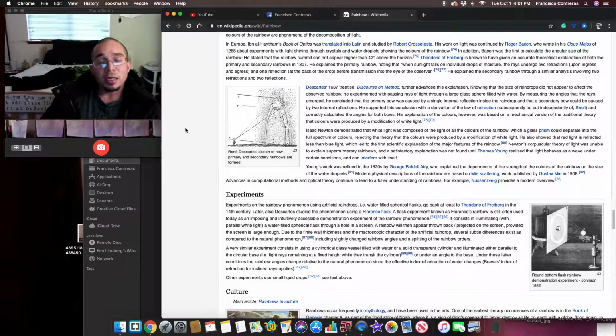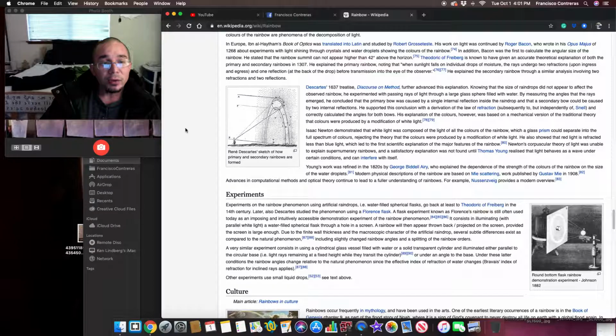Descartes' 1637 treatise Discourse on Method further advanced this explanation, knowing that the size of raindrops did not appear to affect the observed rainbow. He experimented with passing rays of light through a large glass sphere filled with water.